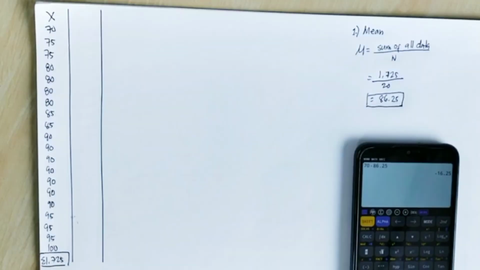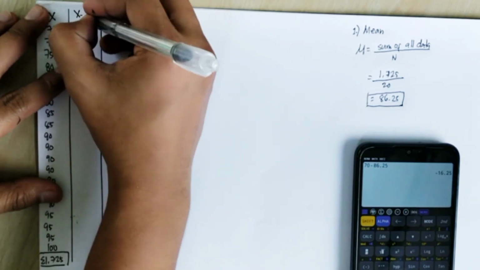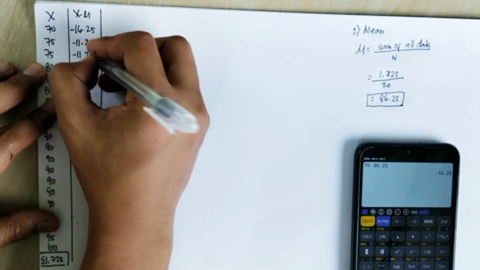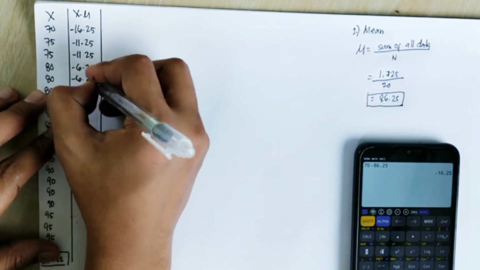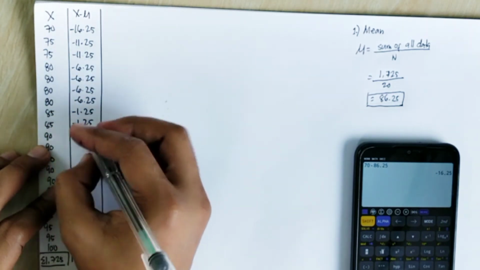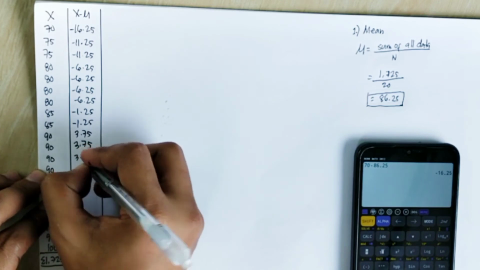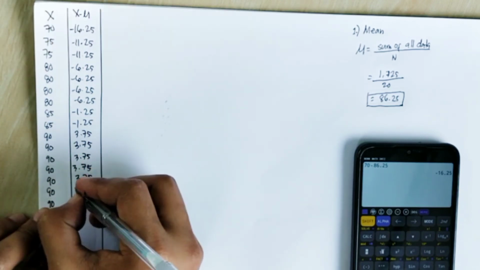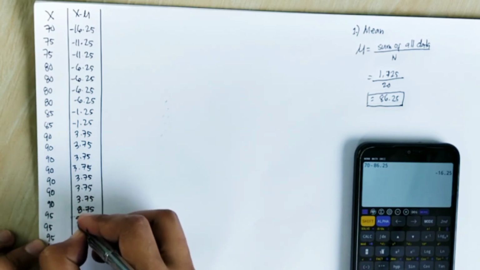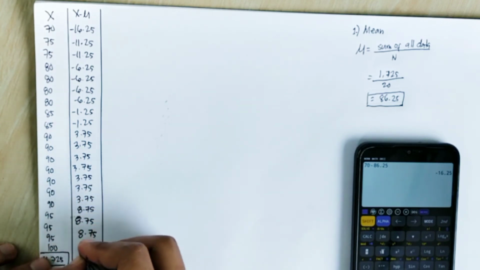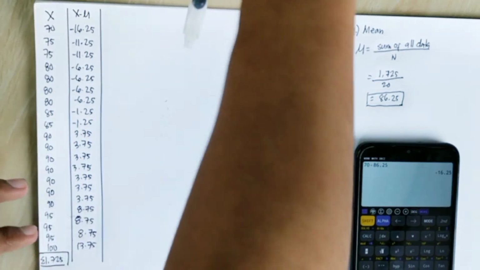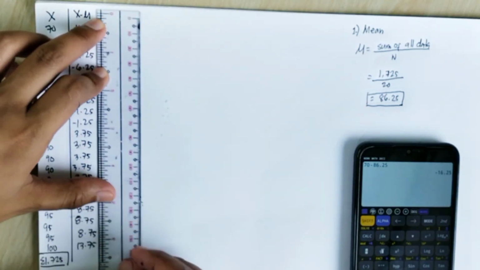Now that we have the mean, we need to find the standard deviation. We have to draw a second column beside x. We will label it as x minus population mean. The data that we have in the first column, which is labeled x, will be subtracted by our population mean, which is 86.25. Now, we have the difference between the x and the population mean.